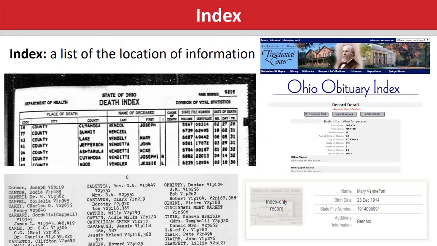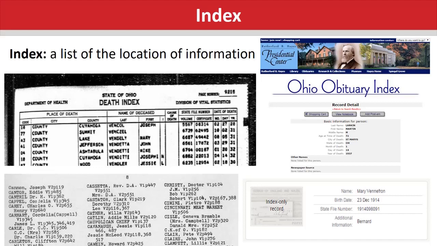An index. An index is simply a list of the location of information. There are many different types of indexes. As you can see here, this one is the State of Ohio Death Index on the top left. All it will do is simply list what county the person lived in or died in, what their last name was, what their first name was, their middle initial, and then they might have a bunch of different codes for different things that were used by the state, and then it'll have a date.